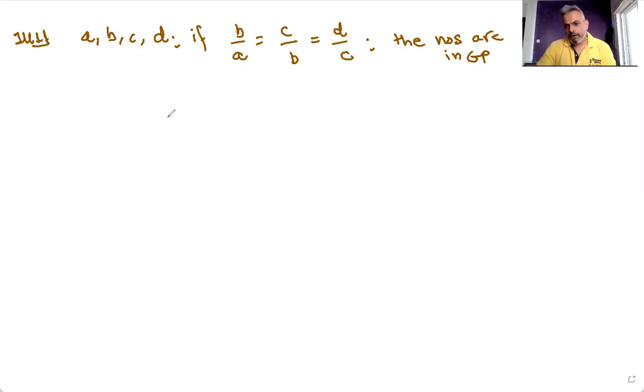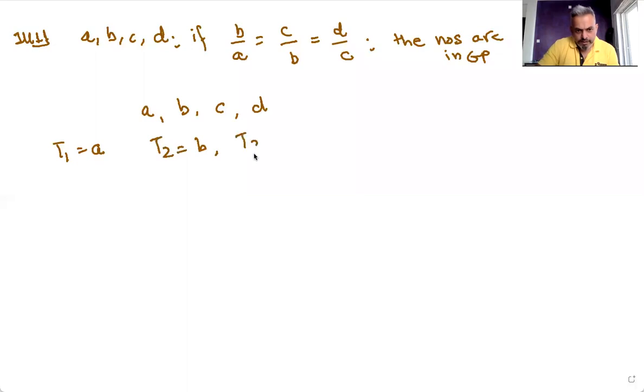Now, in order to show that they are in GP, first let's write A, B, C, and D. So we will take T1 is equal to A, T2 is equal to B, T3 is equal to C, and T4 is equal to D. Now, to prove that they are in GP, we should find the common ratio. If there is a common ratio between them, then they are in GP. So let's check out now.